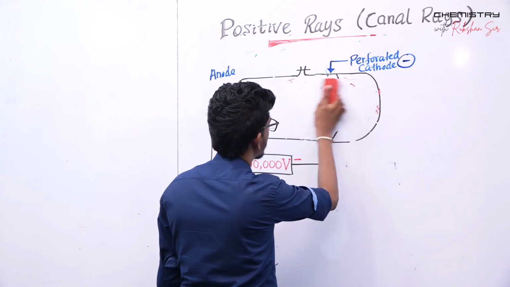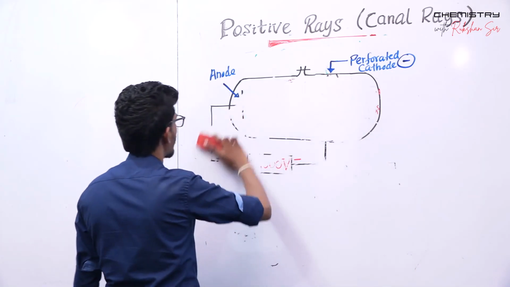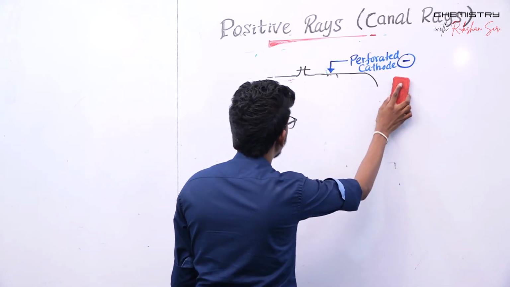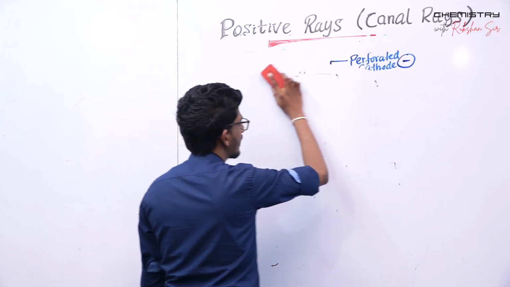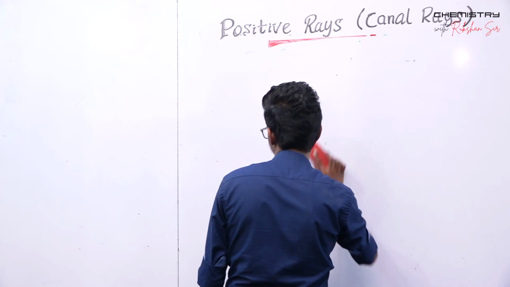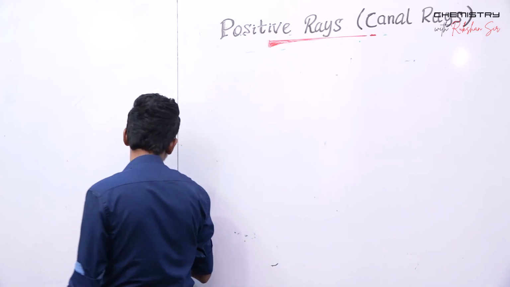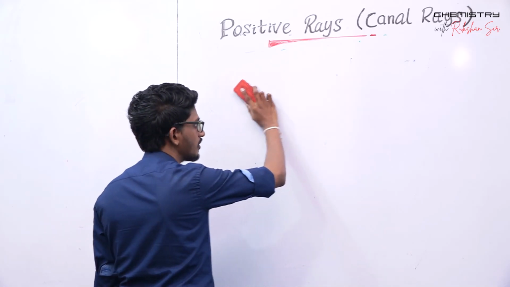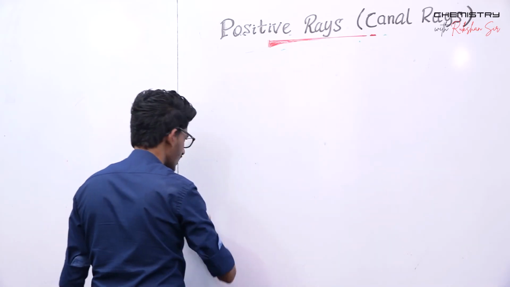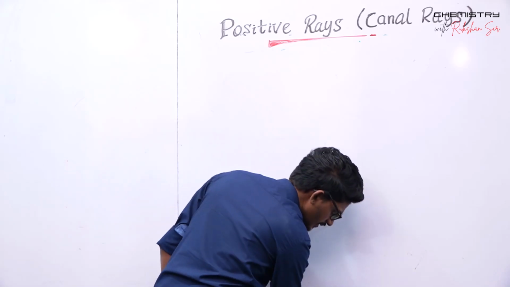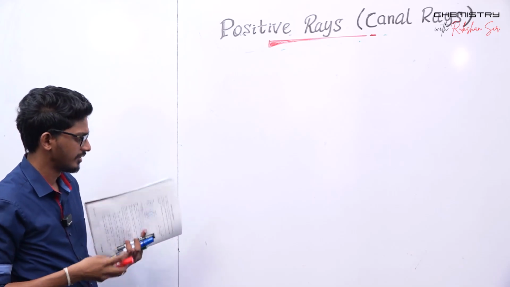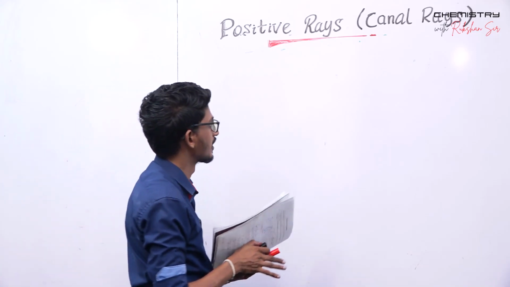When we are discussing the properties, you will see some properties are the same as in the cathode ray situation, but sometimes the opposite is true. Let's see what the properties of canal rays are.